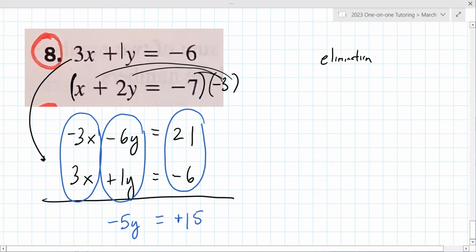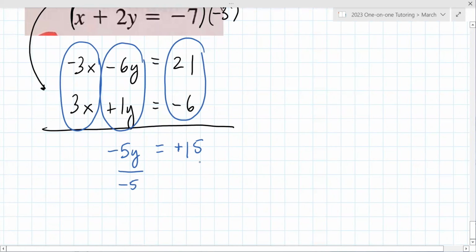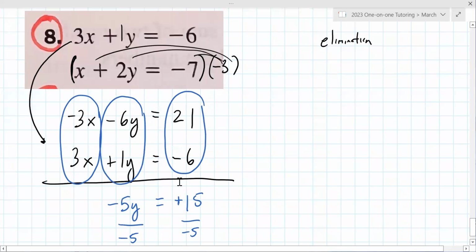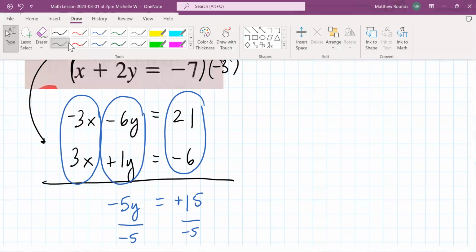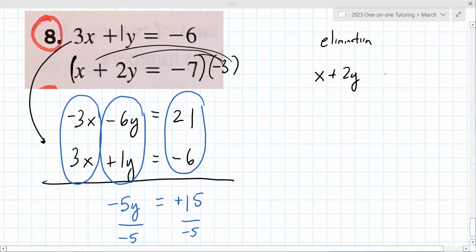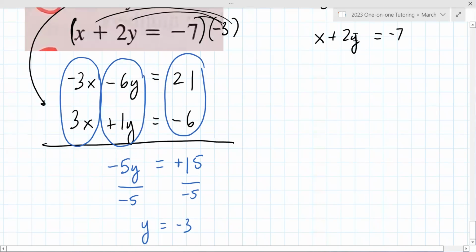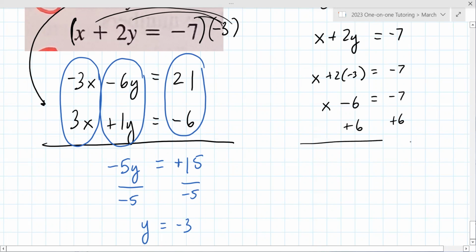And then you divide both sides by -5, y equals -3. That's part of it though. We've got to go find the other variable. So you can go either equation. I'm going to choose the bottom one because it's sort of solved for x. It's got x by itself. We're going to plug in the -3 for y. So x plus 2 times -3. X plus 2 minus 3.